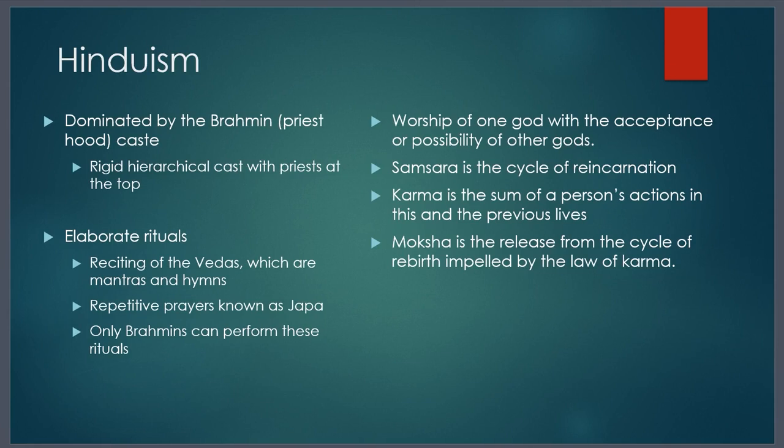So moksha is the release from the cycle of rebirth impelled by the law of karma. So if you live a good life and your karma is just constantly building and building, and you're progressively getting better, you are now free of this cycle of rebirth and death. So it's kind of like this idea of heaven, right? Where rebirth and death is this mid ground of we're still learning, we're not perfect beings, and we are achieving this enlightenment, or this level of goodness, in order to break this reincarnation cycle.